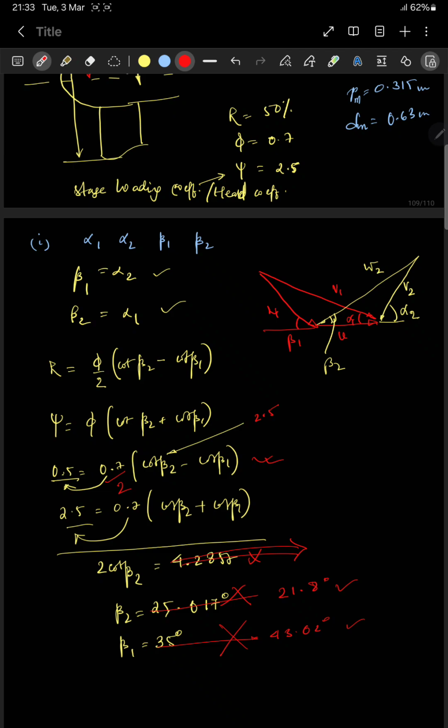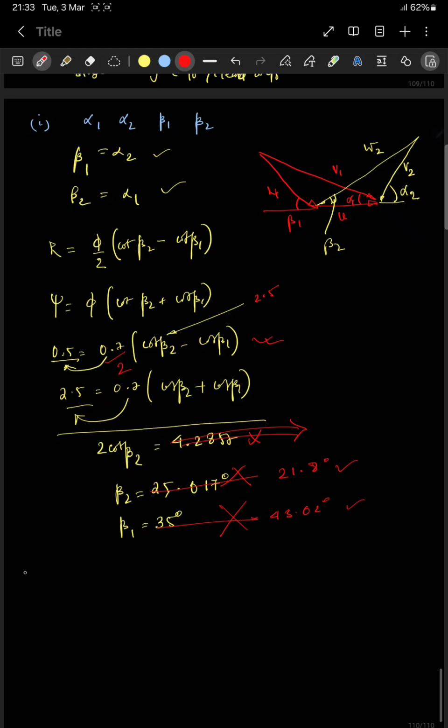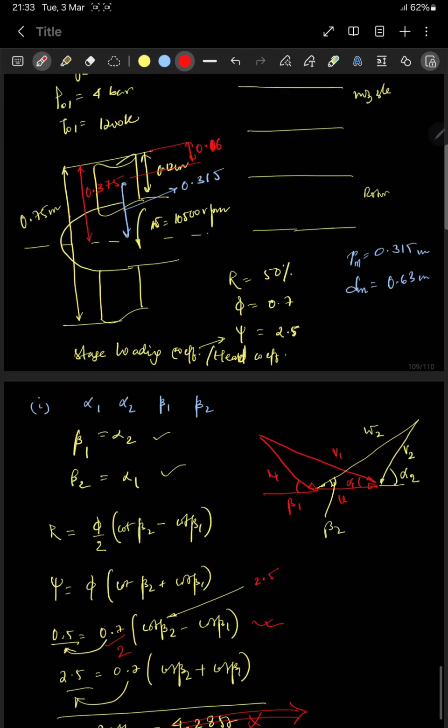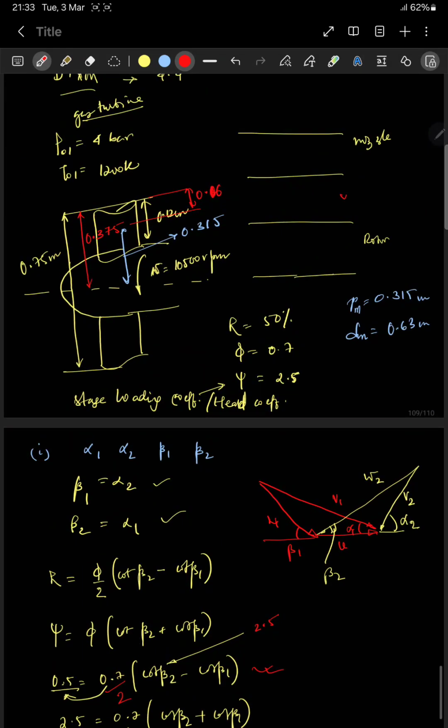Velocity at the nozzle exit is the second question. So we have to find out V2. Okay.